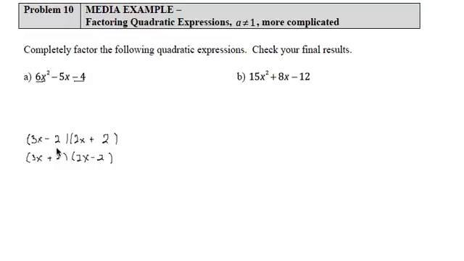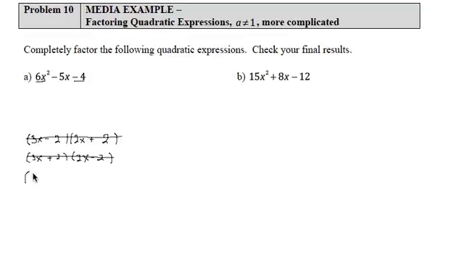We know the outside term here, the first multiplication and the last multiplication are correct. So I'm going to check 3x times 2 is 6x minus 4x. That is not going to work. 3x times -2 is -6x plus 4x is -2x. That is not going to work. So now things are going to get a little bit more interesting.